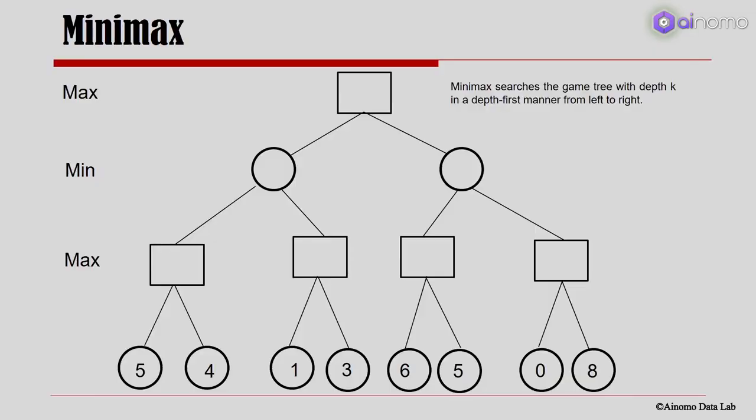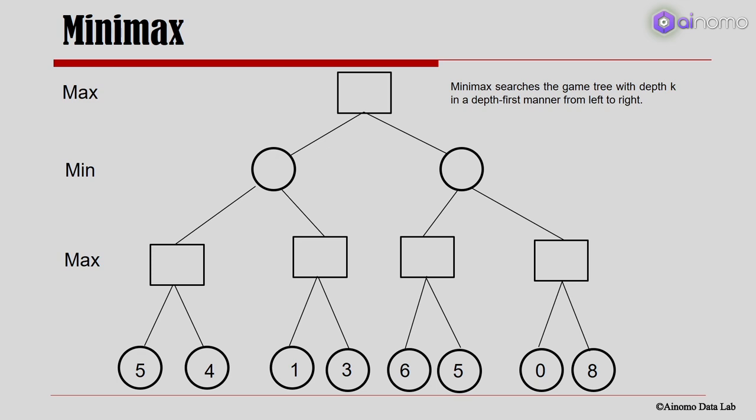This min-max search is actually a depth-first search. The min-max search searches the game tree with depth k in a depth-first manner from left to right. So let us try and illustrate this idea. Hope this works and we can see how the depth-first search is done by the min-max procedure.